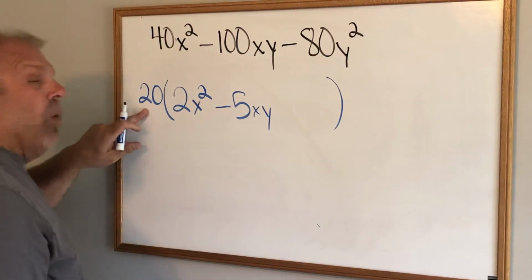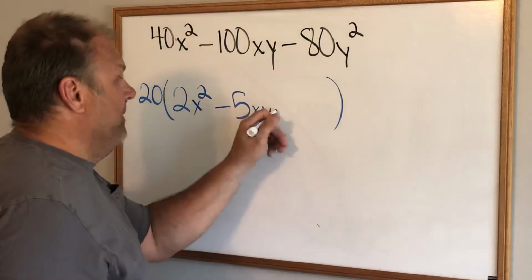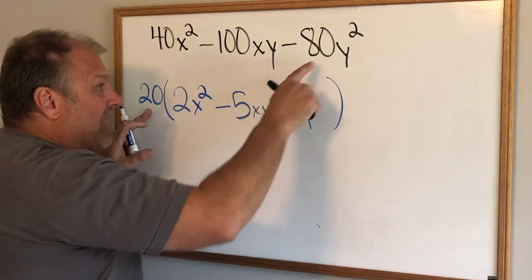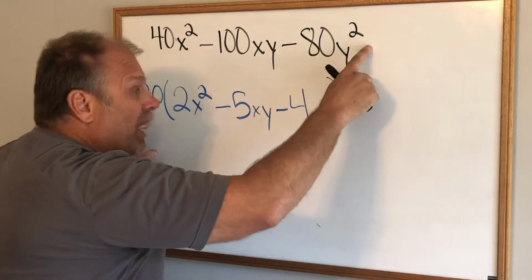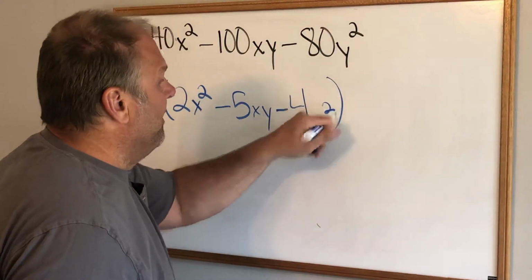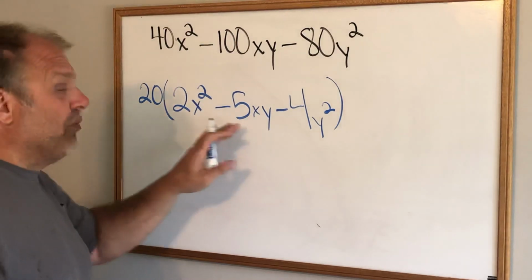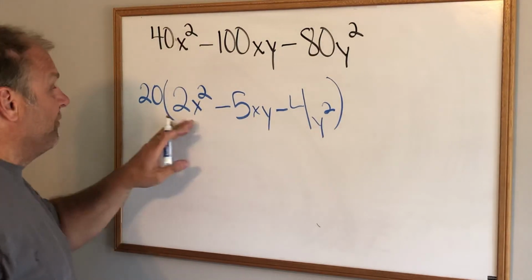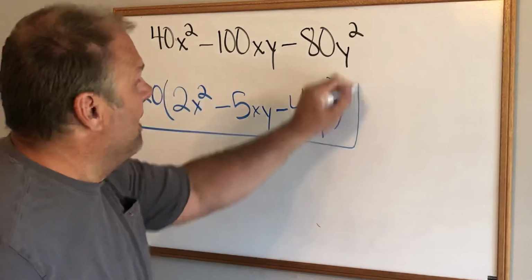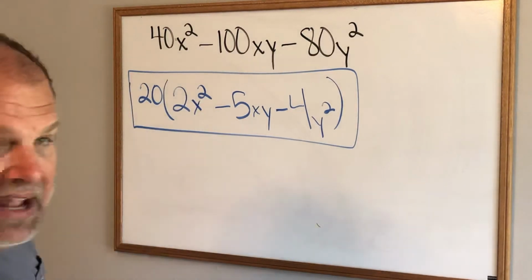Okay? What times 20 will get me a negative 80? A negative 4. And what times 20 gets me a negative 80y squared? Well, I've got the negative 4, but I still need a y squared. And there it is. So 20 is the GCF, and then the remaining new factor is this trinomial, 2x squared minus 5xy minus 40y squared. Okay? And that's our fourth problem.